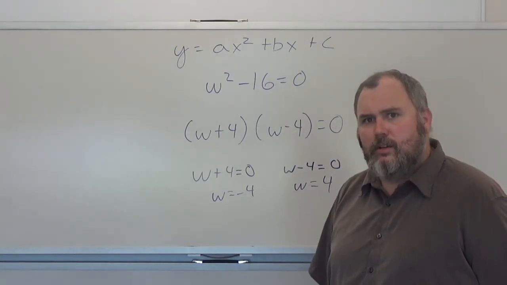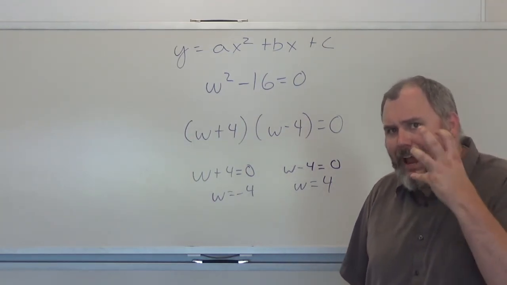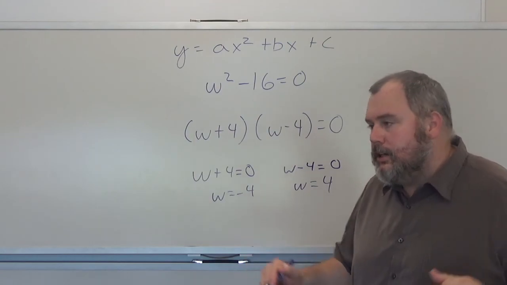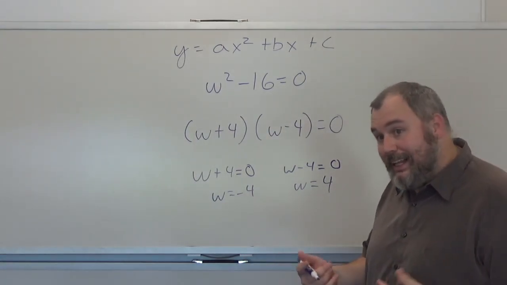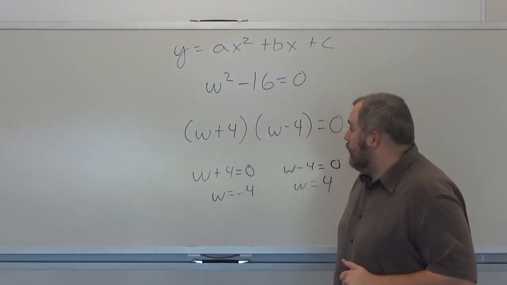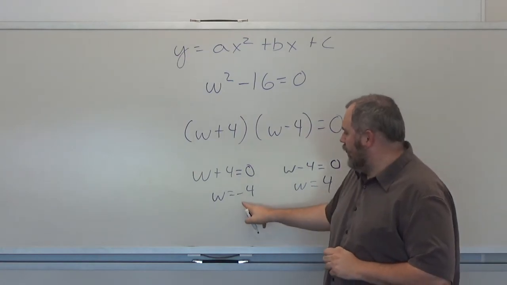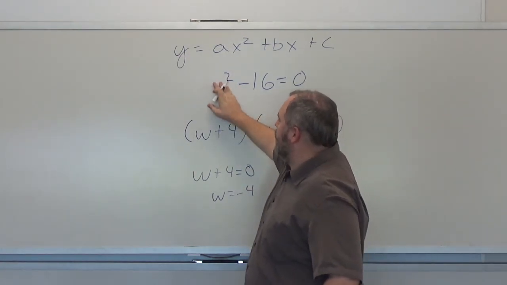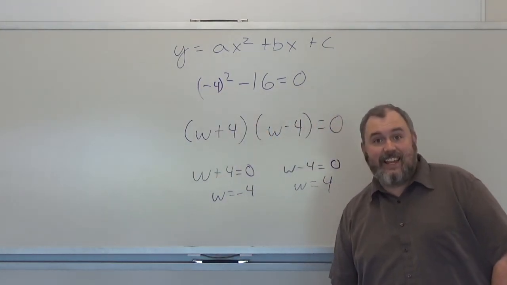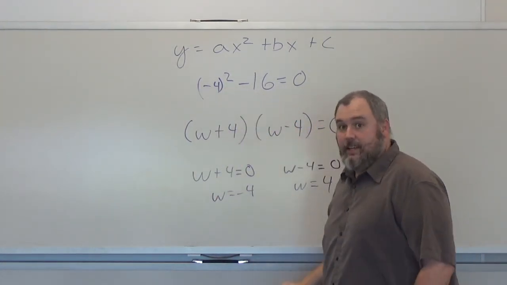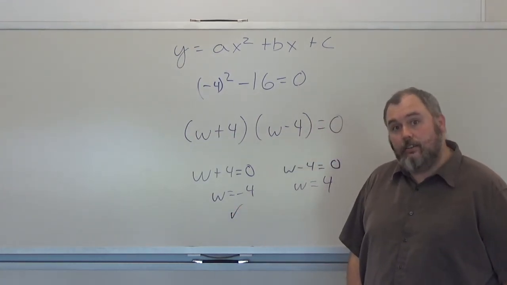I have W is equal to negative 4, and I have W equals 4. So the question you need to be asking yourself, which one's right? So what do we need to do? Well, we need to plug this answer back into our original equation right here. So if we plug in negative 4 in the place of this, negative 4 squared is 16, minus 16 equals 0. Does that work? Yes, that does work.